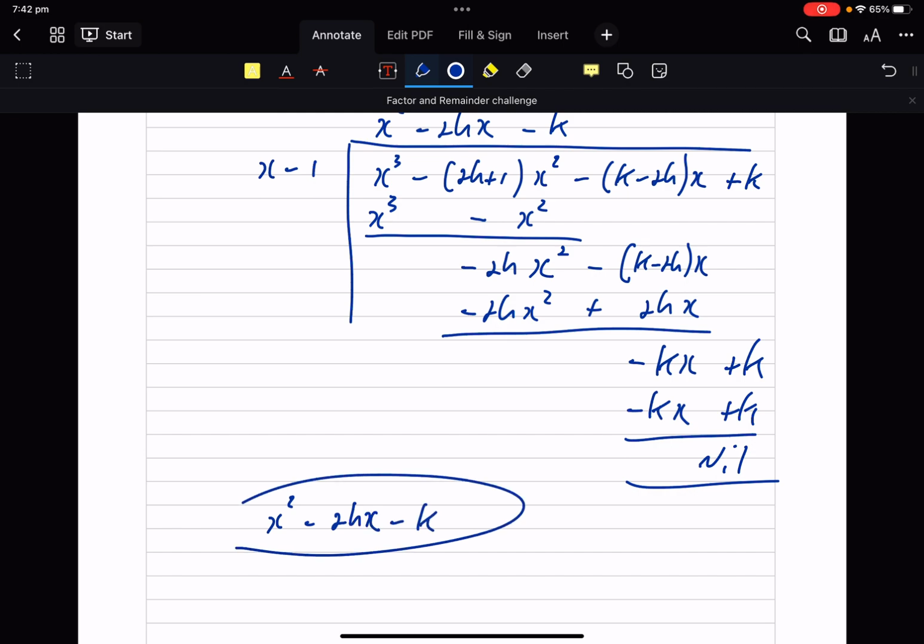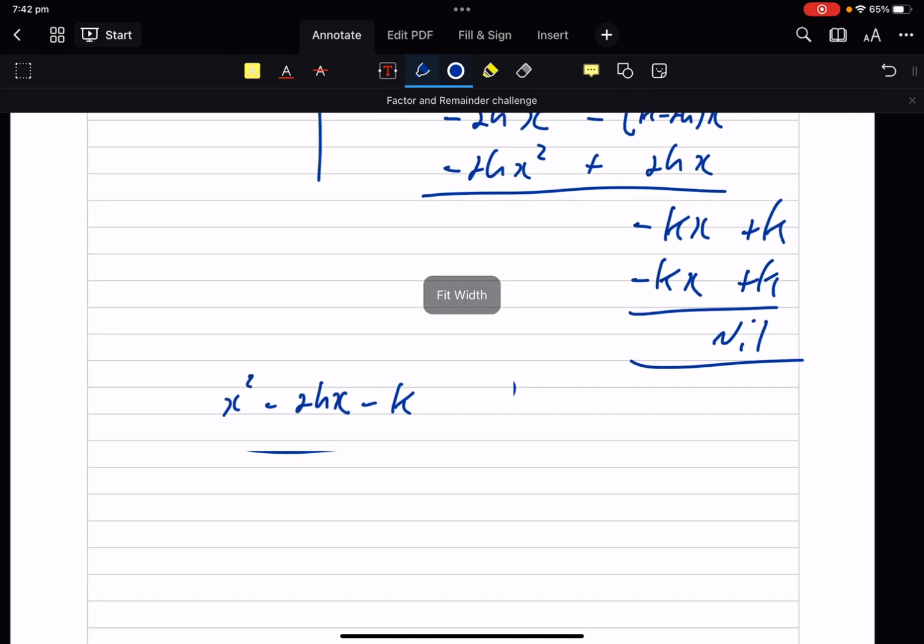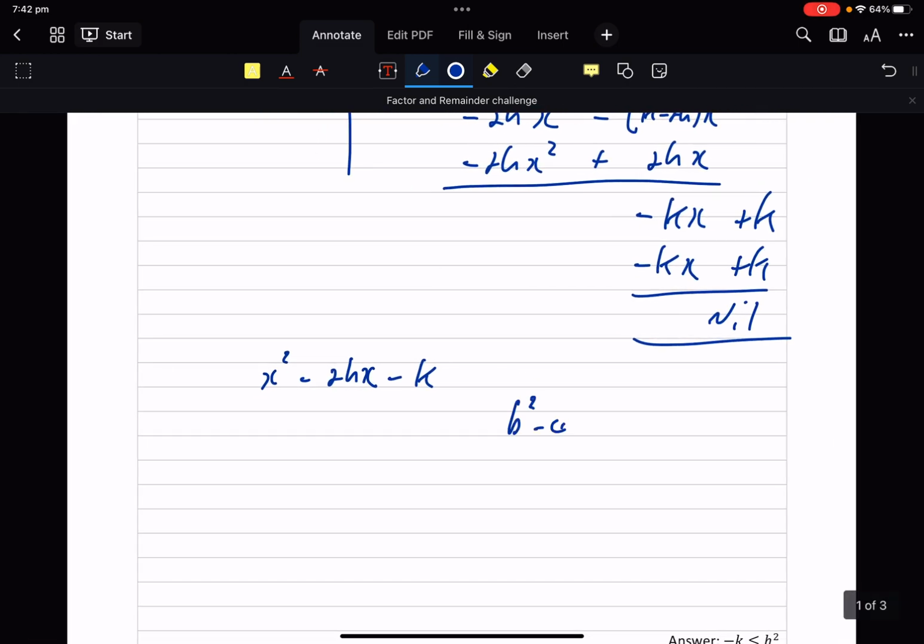Okay, so if there are 3 real roots, that quadratic has to be factorisable into 2 linear factors. And clearly we're going to use the discriminant. So the discriminant is b squared minus 4ac greater than 0. So b squared. So I'm squaring negative 2h, so that's going to be 4h squared minus 4 times a times c.